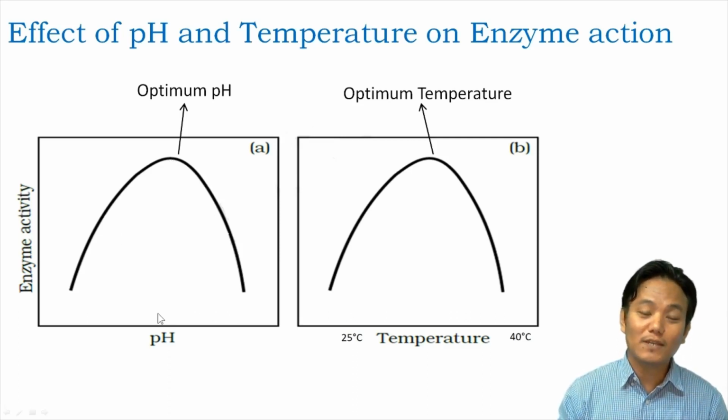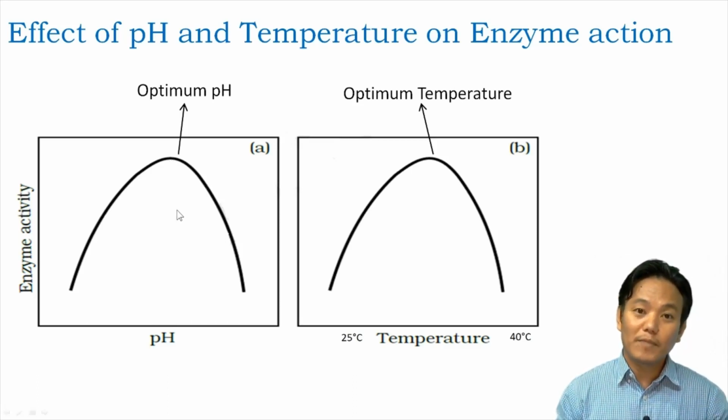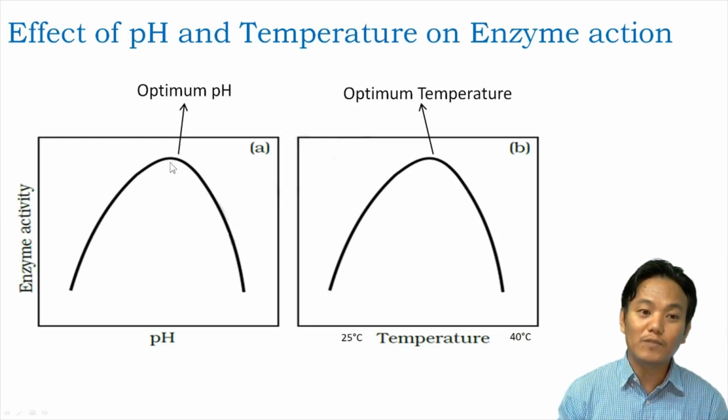Some enzymes work better in an acidic environment. For example, the digestive enzymes present in your stomach function better in an acidic environment. So therefore their optimum pH will be somewhat acidic.